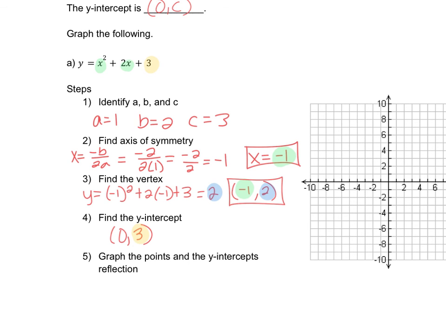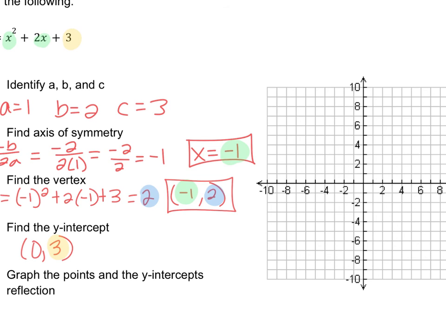So let's first graph our axis of symmetry. That's a vertical line at negative 1. I always dash my axis of symmetry. I've had students in class ask if they have to dash theirs, and the answer is no, but it just looks nicer, and in textbooks and stuff, that's what you would see. Okay, so I've got my axis of symmetry drawn.